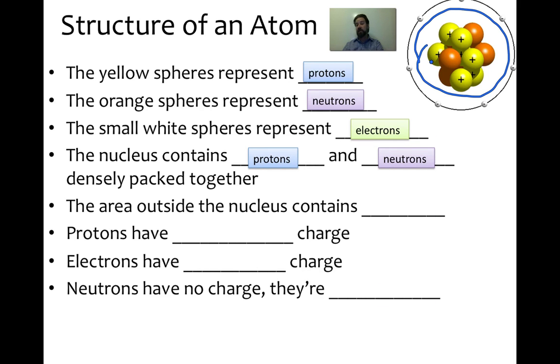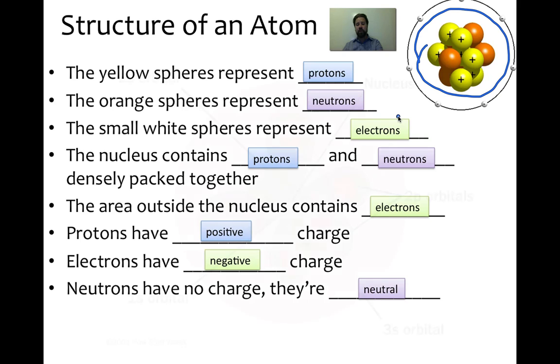They're also densely packed together, so it's a very, very small, dense center core of every atom. And therefore, all of the space outside of that small, densely packed central area will contain your electrons. We can also talk about them in terms of the charge they carry. Protons, you can see the plus on them. They have a positive charge, and electrons have a negative charge. Neutrons have no charge. They are considered neutral.